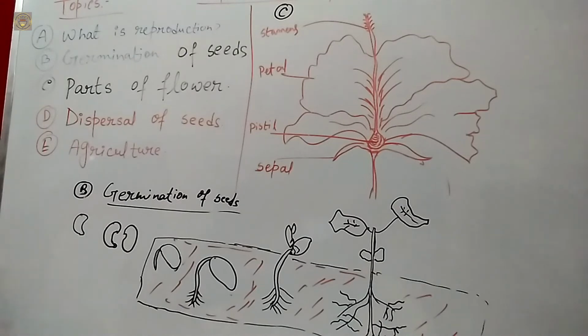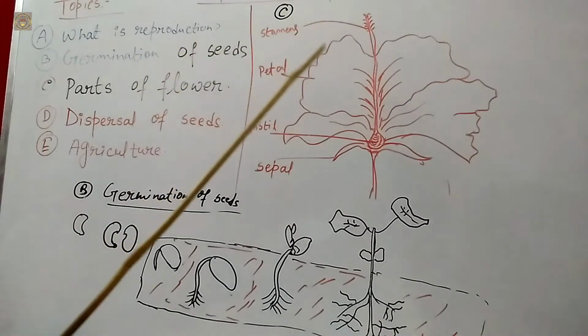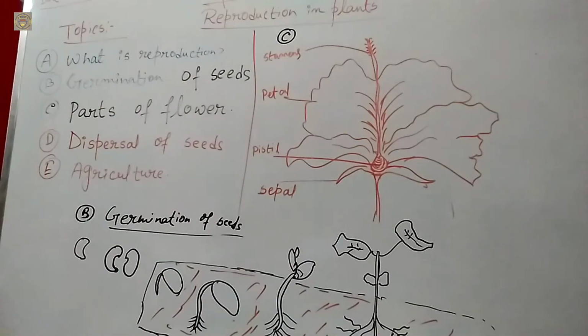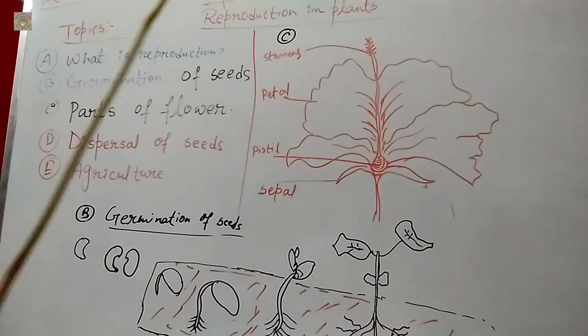Petals help in attracting bees and butterflies to the flower. So petals help to attract bees and butterflies. And the next part is stamens.